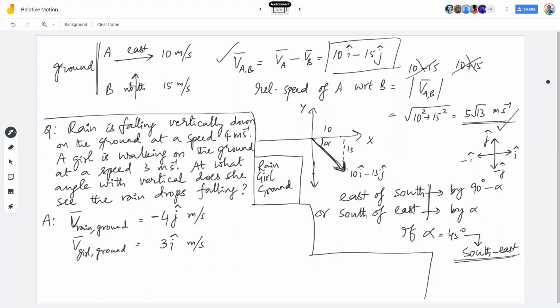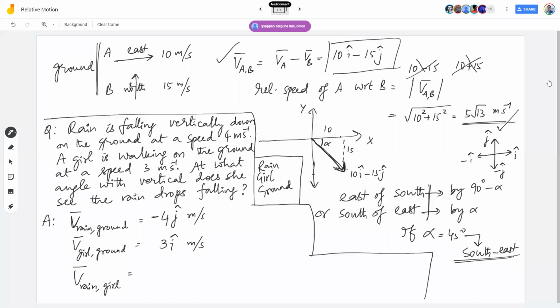Okay. Now what are we supposed to calculate? At what angle with the vertical does she see the raindrops falling? So you are worried about how the raindrops are falling as the girl sees them. Okay, meaning you are trying to find the velocity or the direction of velocity of rain with respect to the girl. So velocity of rain with respect to the girl is what you are worrying to calculate. V rain, comma girl. Did you understand that terminology? Did you understand how we are writing this? V rain ground, V girl ground, V rain girl. Velocity of rain with respect to girl is what we are trying to find. Direction of that.